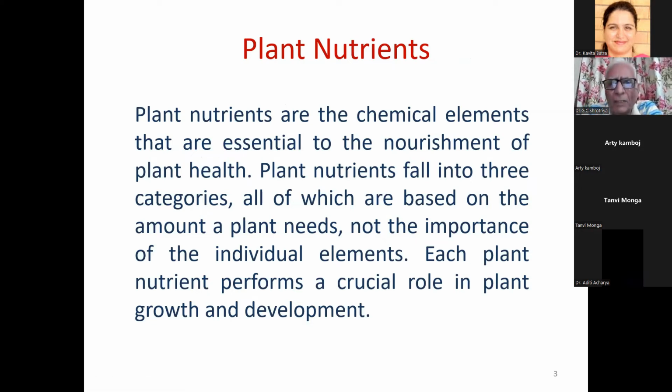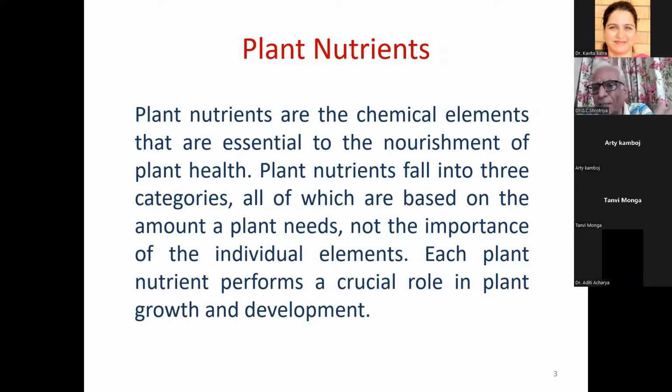Plant nutrients fall into three categories based on the amount the plant needs, not on importance. All are important, but some are needed in larger quantities and some in smaller quantities. So based on this, they are classified into three categories. We'll talk about these. And each plant nutrient performs a crucial role in plant growth and development.